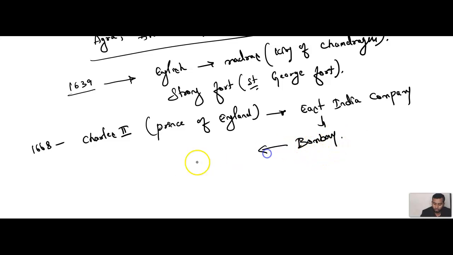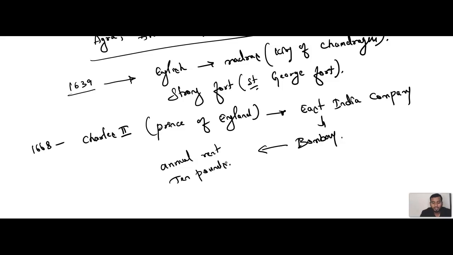So they gave how much? Annual rent at that time. Annual rent of 10 pounds to East India Company in 1668. Did you understand? He took it as a rent to do the business over there. In 1668, Charles II, the Prince of England, wanted to run the business in Bombay, so he gave it to East India Company on an annual rent of 10 pounds. Got it? Are you getting, children, this event?